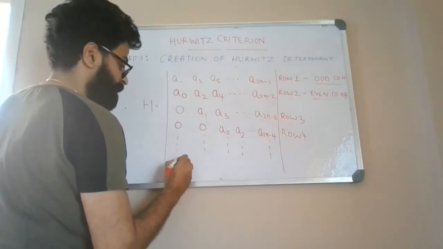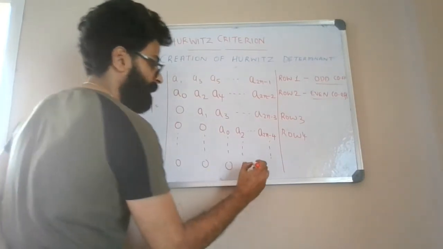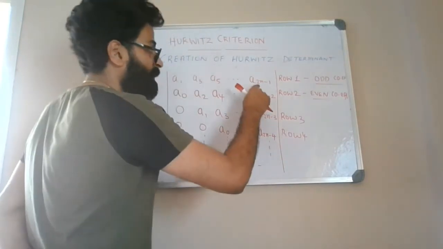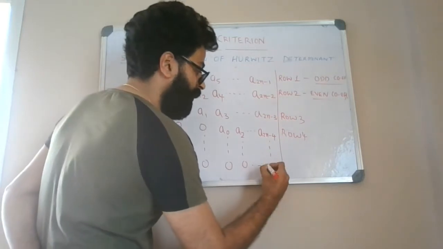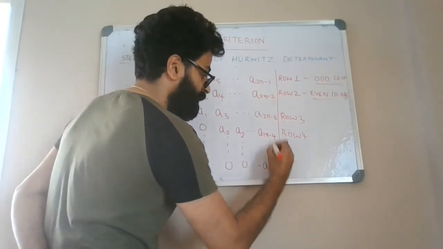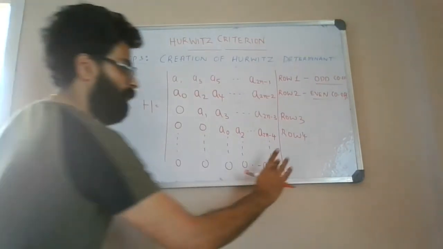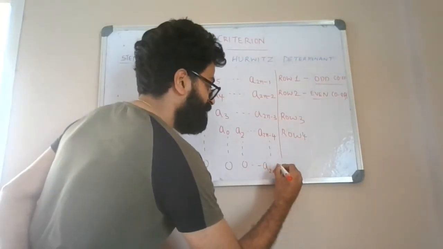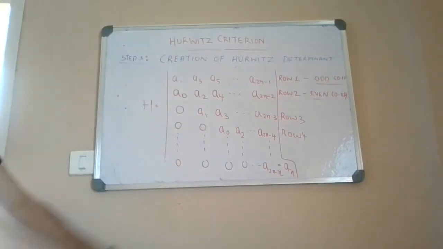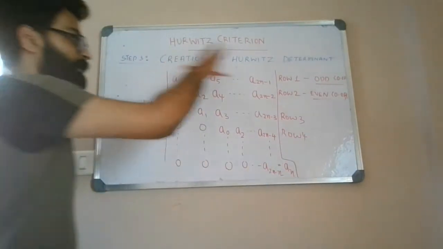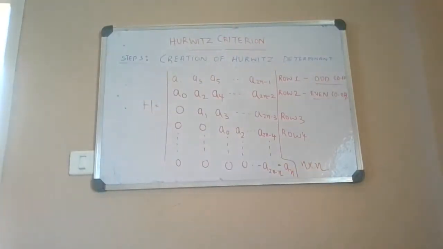So the last element is going to be, any guesses? a2n minus 1, a2n minus 2, like this it will go on, a2n minus n. Now what is this element? a2n minus n is an. Until you reach the last element. So the dimension of this determinant is n cross n.